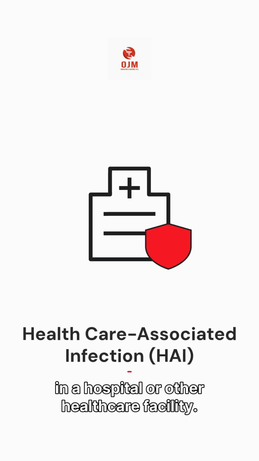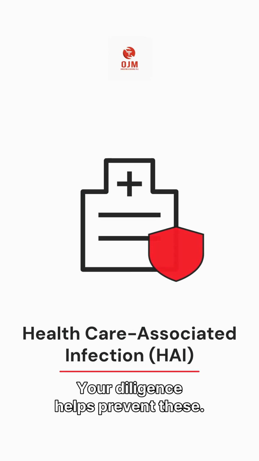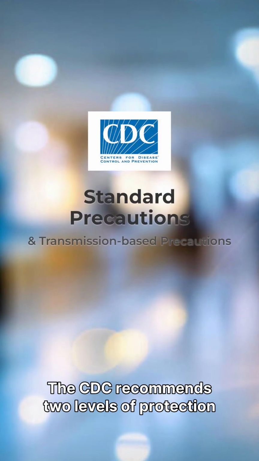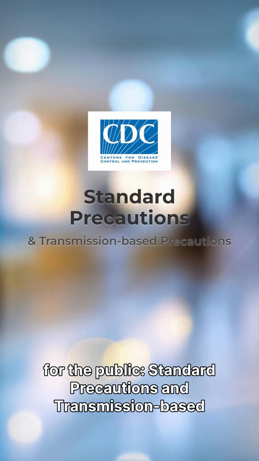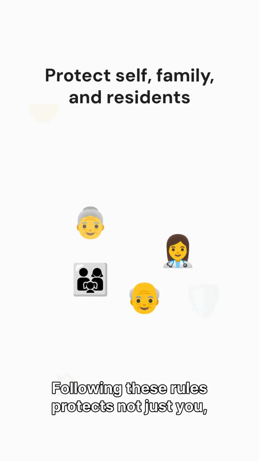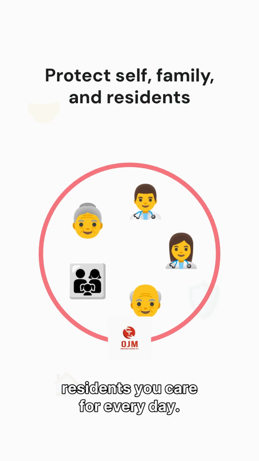An HAI is an infection acquired while in a hospital or other healthcare facility. Your diligence helps prevent these. The CDC recommends 2 levels of protection for the public: standard precautions and transmission-based precautions. Following these rules protects not just you, but also your family, visitors, and the residents you care for every day.